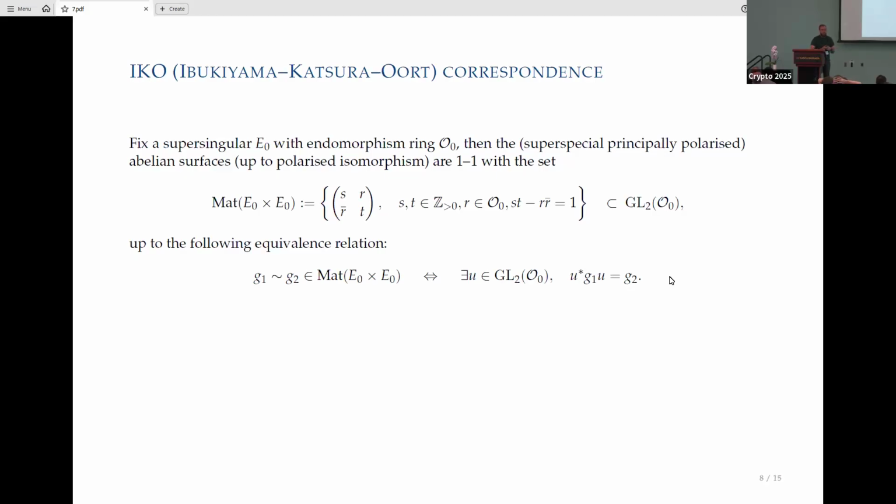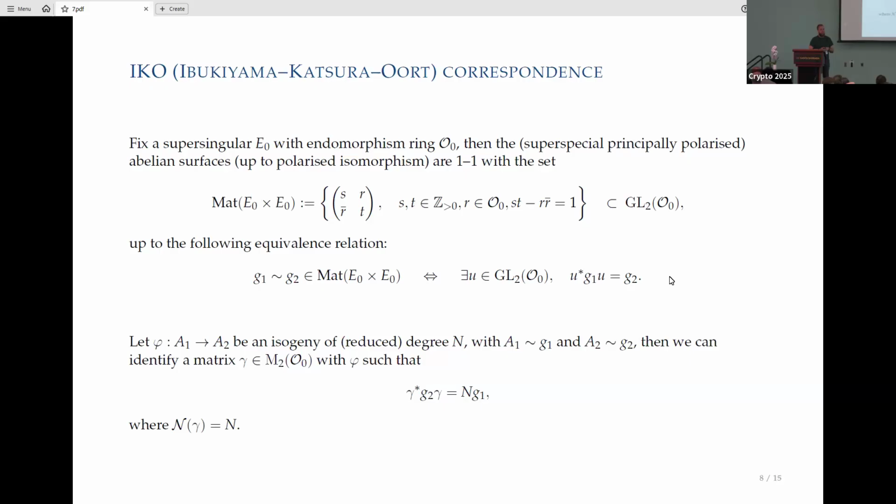What's the isogeny equivalent then on the algebra side? Again, 2 by 2 matrices. This time we're going to call them gamma, and they have to satisfy this condition. If you are given 2 abelian surfaces in algebra form, G1 and G2, and you want to connect them by some isogeny in algebra form, then you need to take gamma conjugate transpose multiplied with G2 multiplied with gamma. And then it's n times some G1, which is also given.